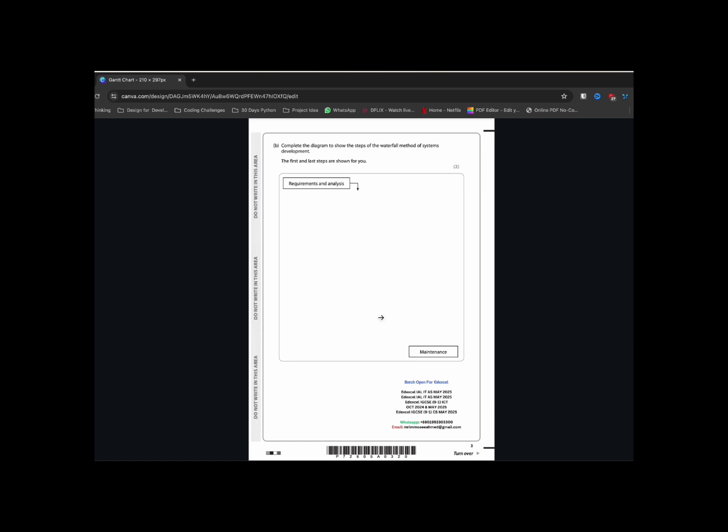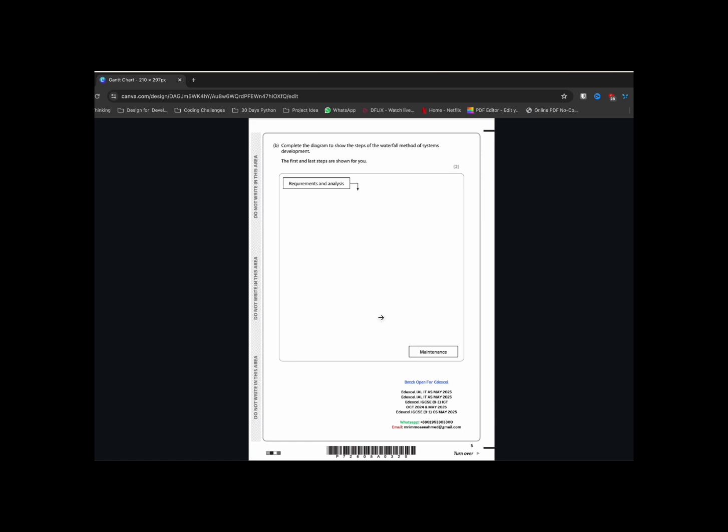So here the thing is that during the time of software development, there are different types of methodologies that people are using. One of the methodologies is called the waterfall method. In the waterfall method, the first step is requirement and analysis. That means you have to gather the requirement from the client.